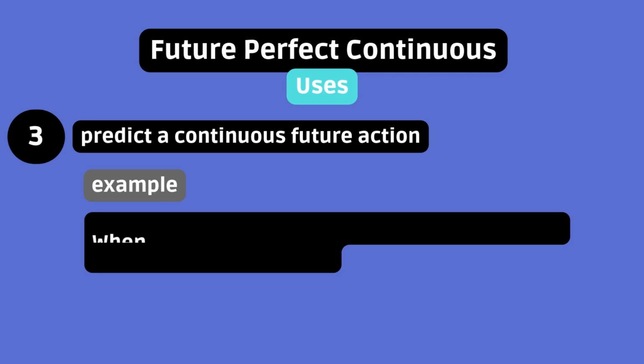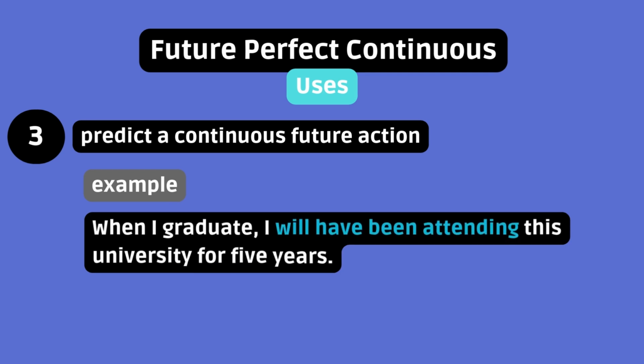Example: when I graduate, I will have been attending this university for 5 years. The graduation hasn't happened yet, but the speaker is expecting it to happen in the future, and so the ongoing attending will have continued up to the graduation.